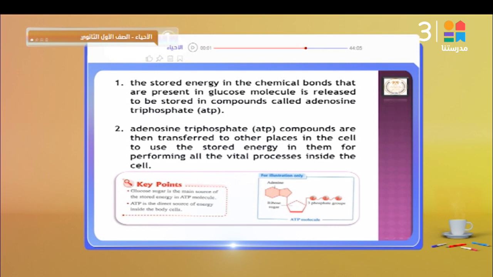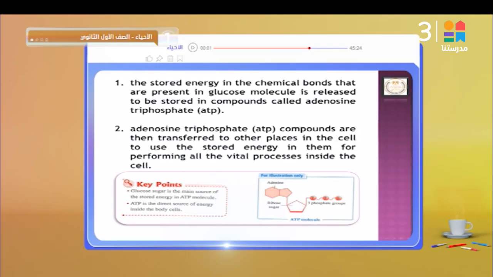Many processes occur which, inshallah, next year in the second stage, you will study about respiration and the Krebs cycle. What happens to glucose? It is oxidized with the help of oxygen, producing energy. Take into consideration this very, very important point: the sequence of energy.